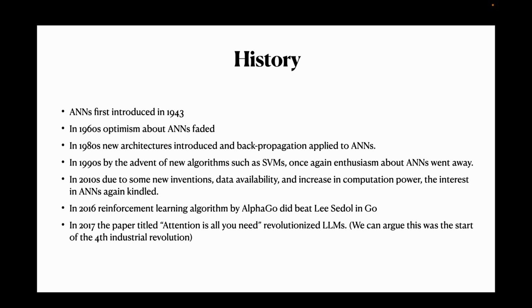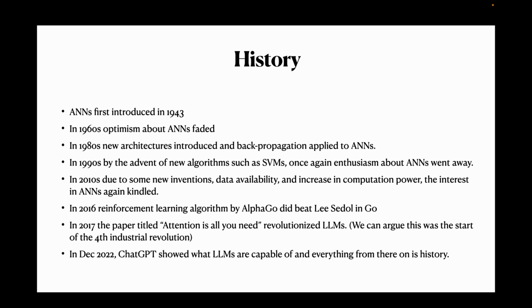And in 2017, Google published a very amazing paper called "Attention is All You Need." Self-attention is something we're going to discuss in a few lectures from now. That revolutionized LLMs. All of the crazy progress that we see in AI is coming from here. And in December 2022, which I cannot believe was only 14 months ago, ChatGPT showed what LLMs are capable of, and everything else is just history.